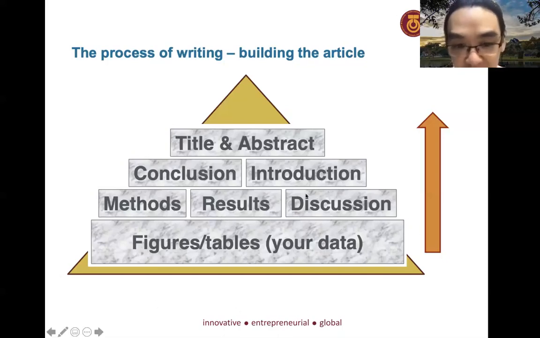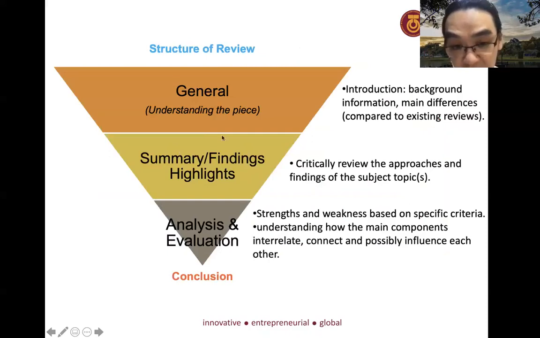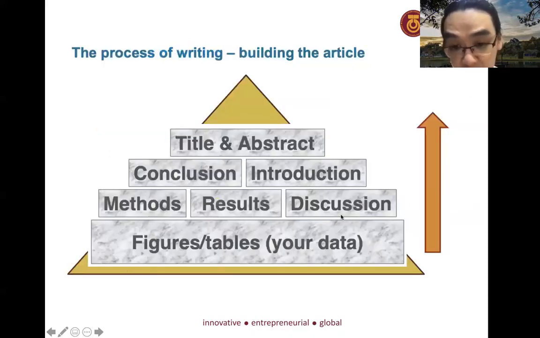And then this one is, I would say, compilation, which is, if you look at a review, you have a summary and a figure, findings, highlights, analysis, and evaluation. So this is the second thing you need to do. Then conclusion, introduction, and eventually title and abstract.